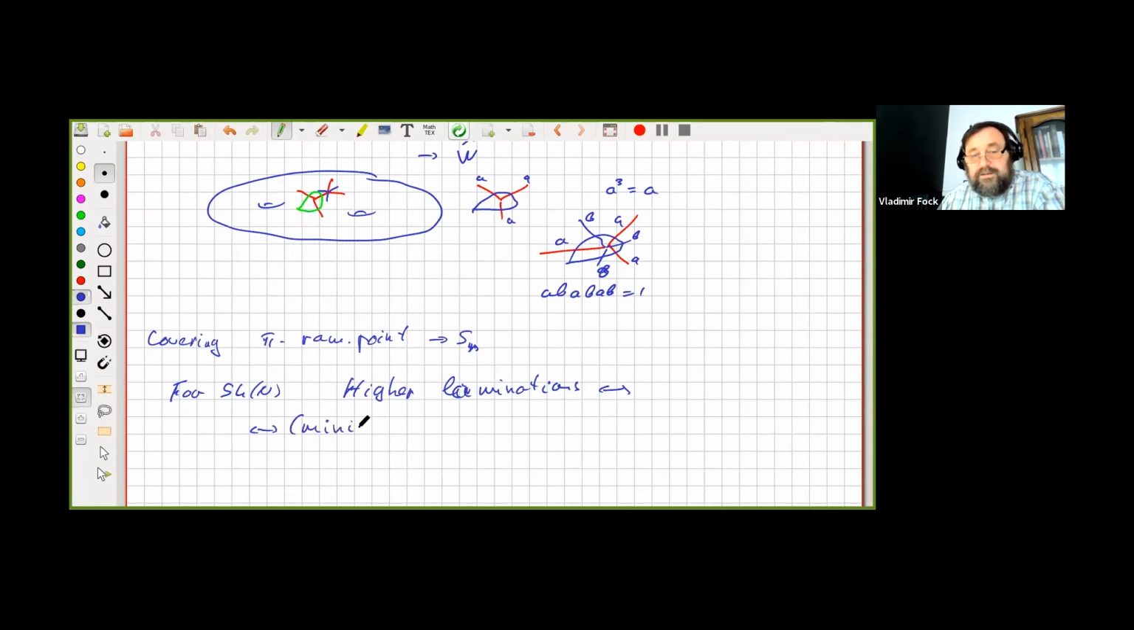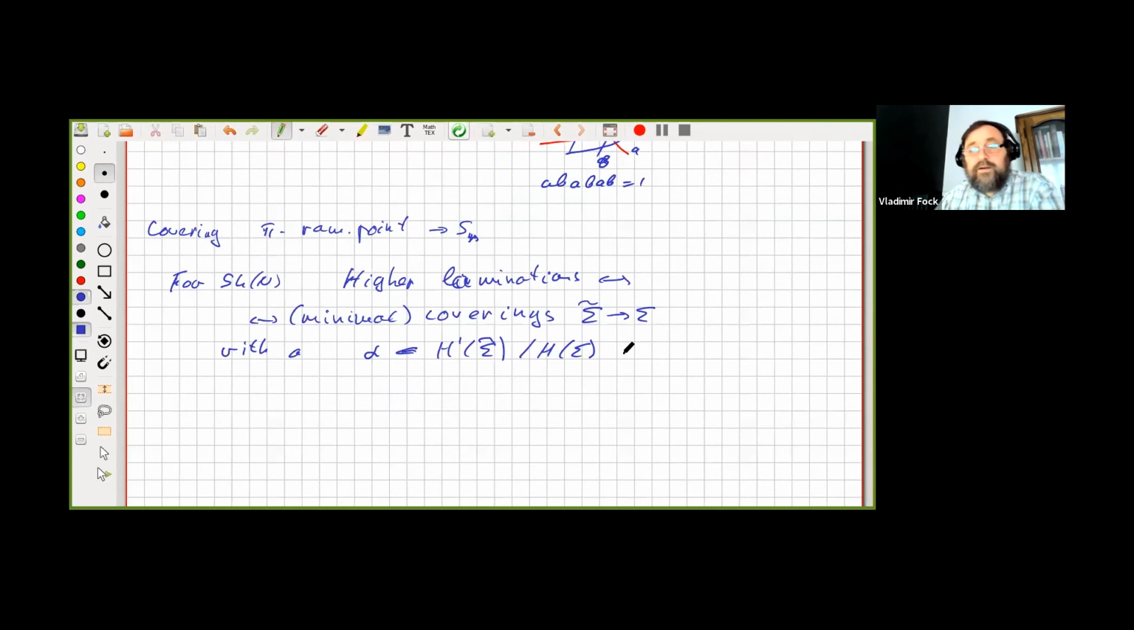Minimal coverings sigma tilde to sigma with a form alpha, a closed form, or rather a homology class belonging to H1 of sigma tilde. If I want SLN, then I take the quotient by H1 of sigma with values in integers. This is not very important as an element.